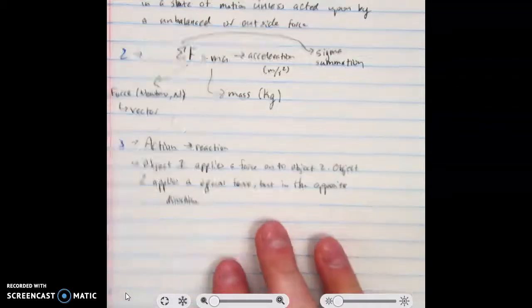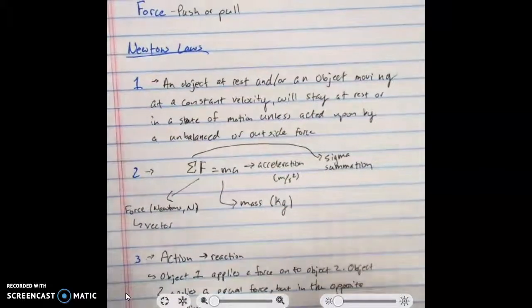So there's Newton's 3 laws. Very simple, very short. First lecture. We'll deep dive into this stuff more tomorrow.